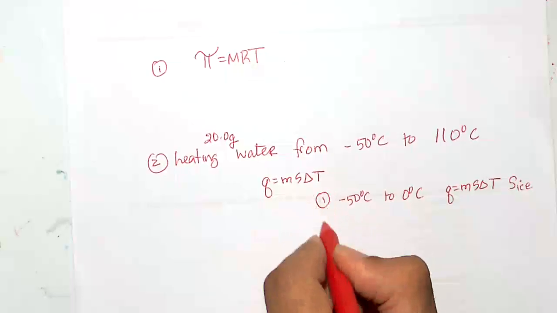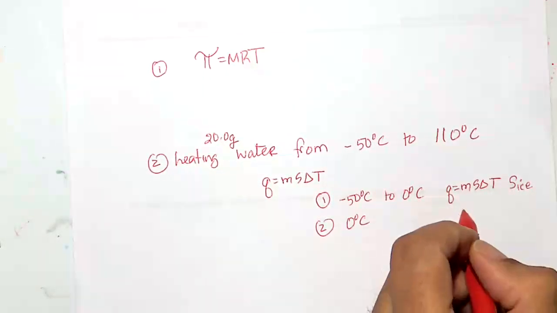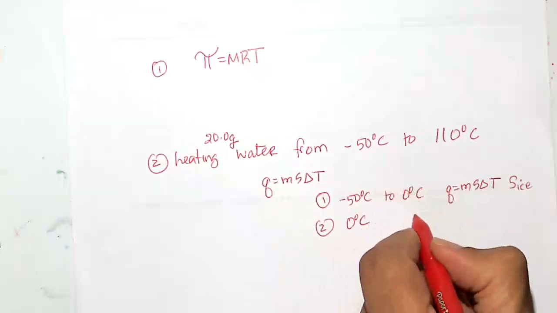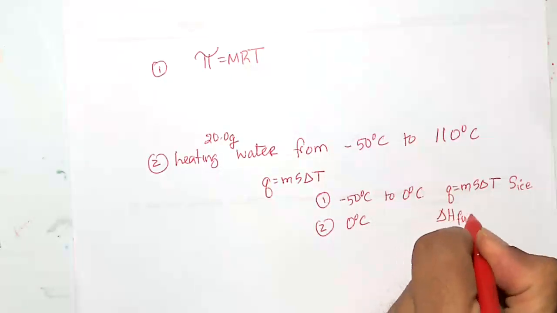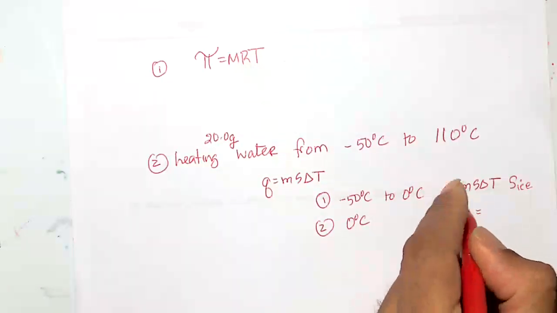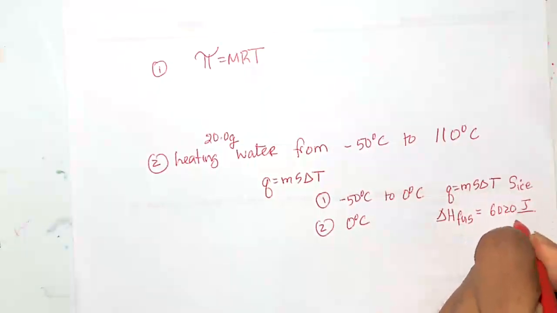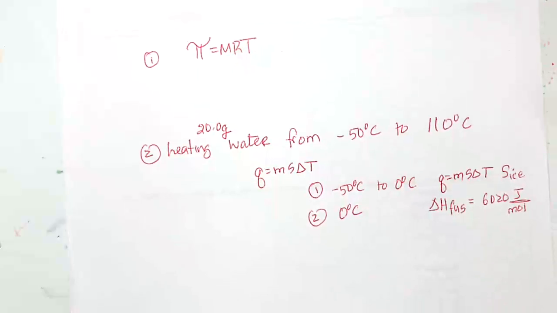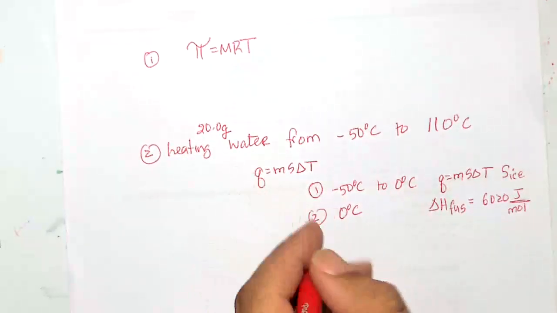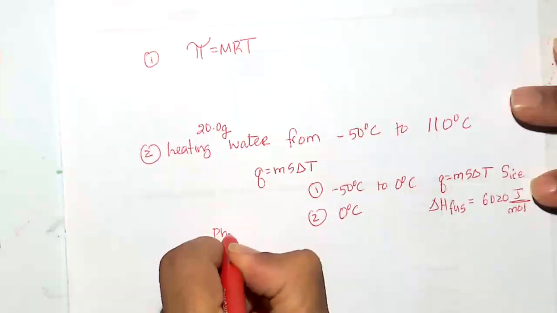And then what happens at 0 degrees? Phase change. So here you will not use Q equals ms delta T. You're going to use delta H fusion, right? I'll give you this, it's about 66,000 joules over mole. So you're not going to use this equation. All right, so that's phase change.